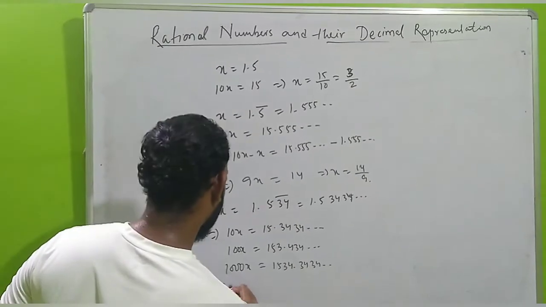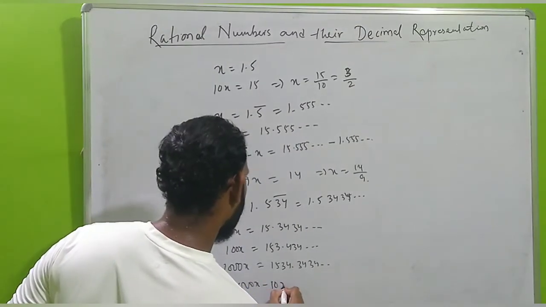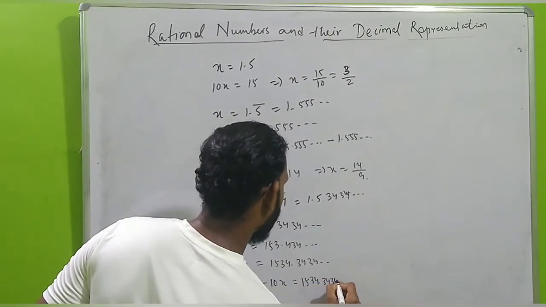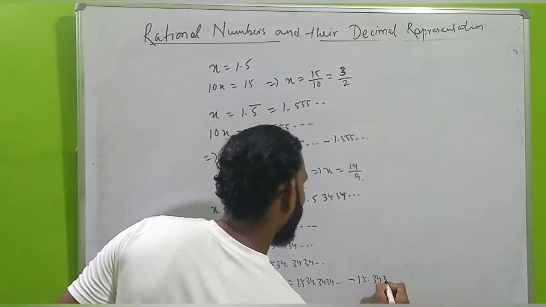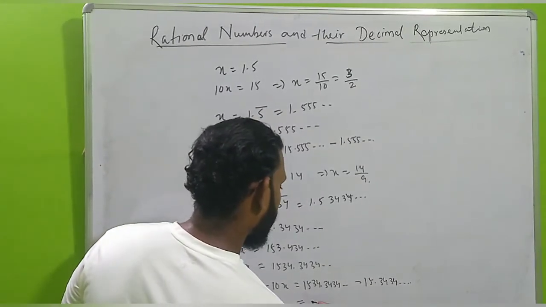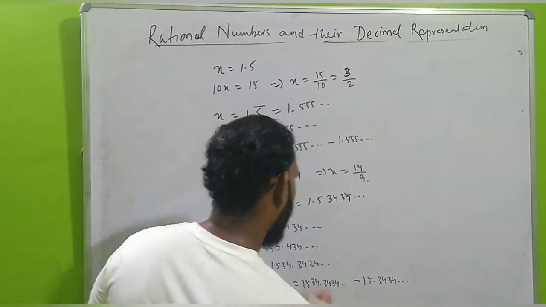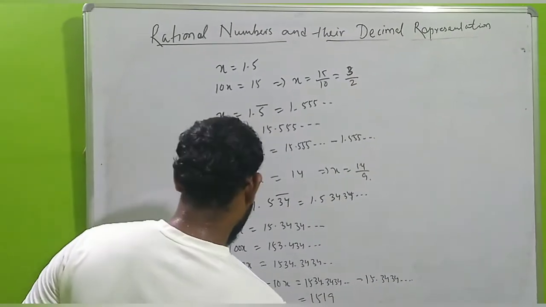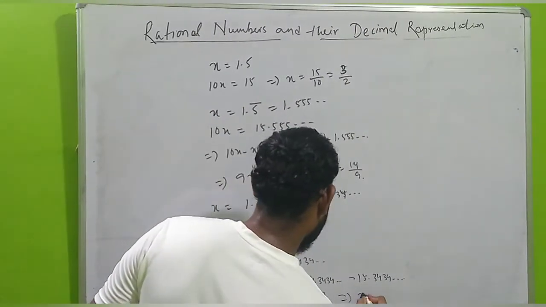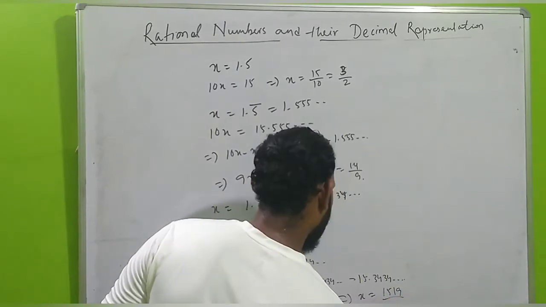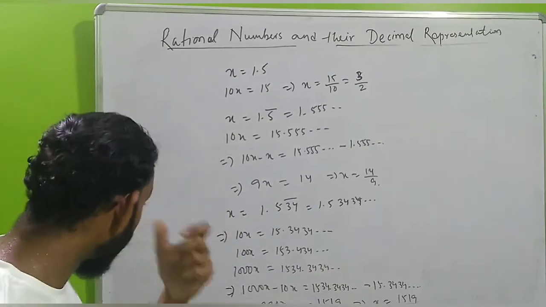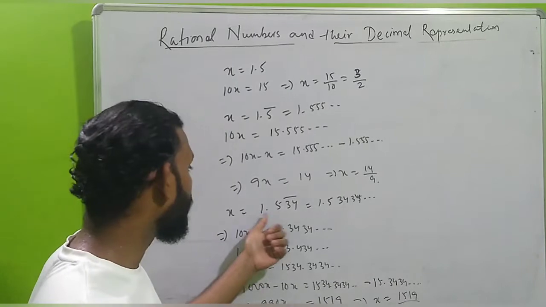But if I subtract 10x from 1000x, I will get 1534.3434 and so on minus 15.3434 and so on. That gives 1519. This implies 990x equals 1519, so x equals 1519 by 990. By this you can find the fractional value of x equals 1.53434 and so on.